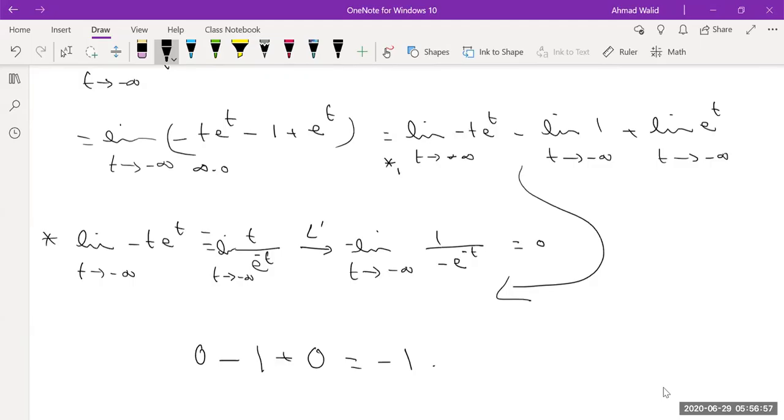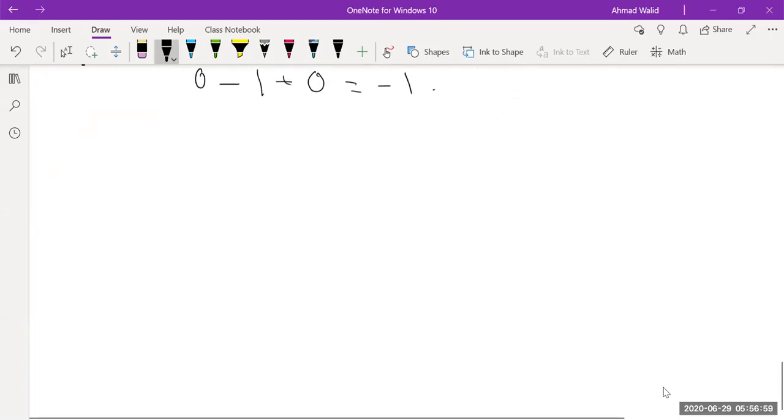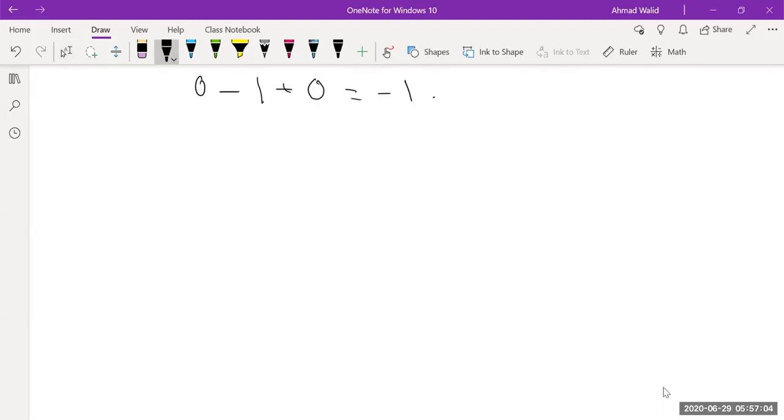There are a lot of examples in your book. I just do fewer examples because it's a short-term course, but you can open your book and you can see a lot of examples. See, let's deal with another type of them.